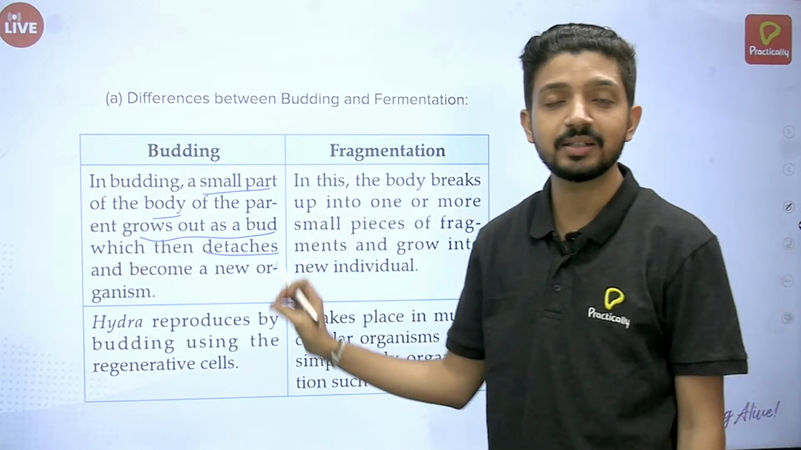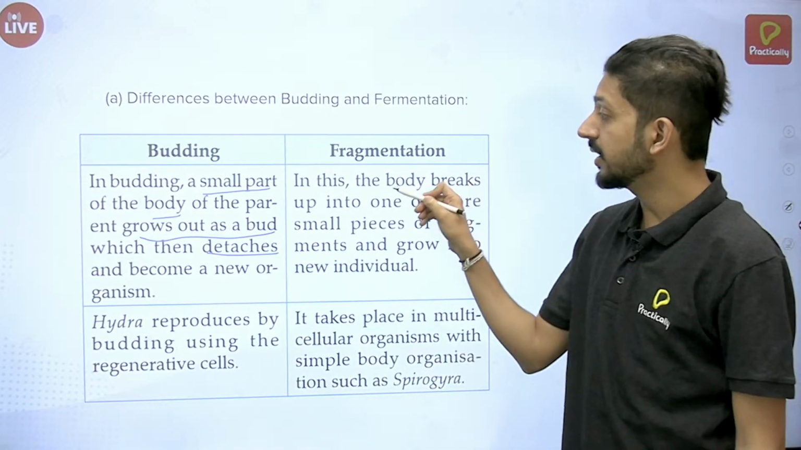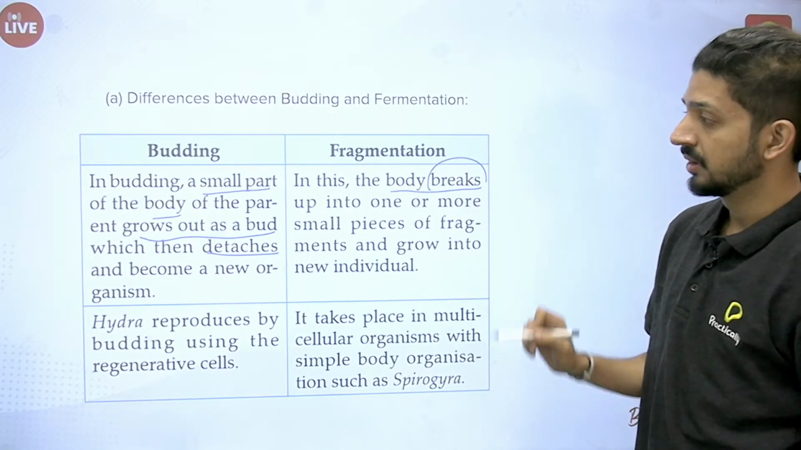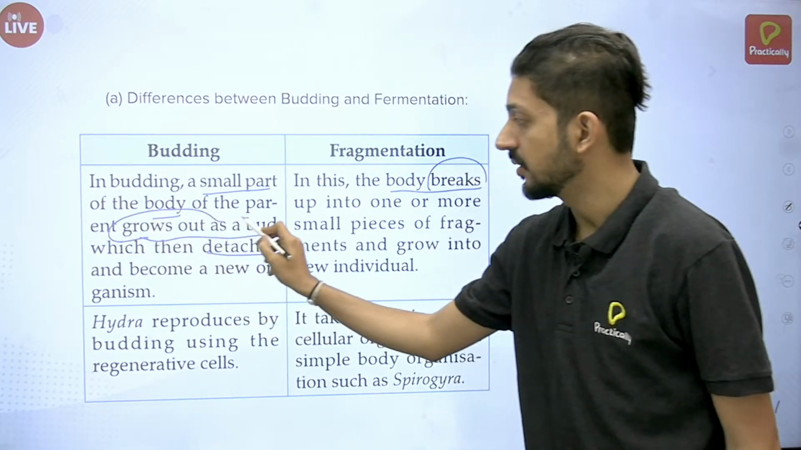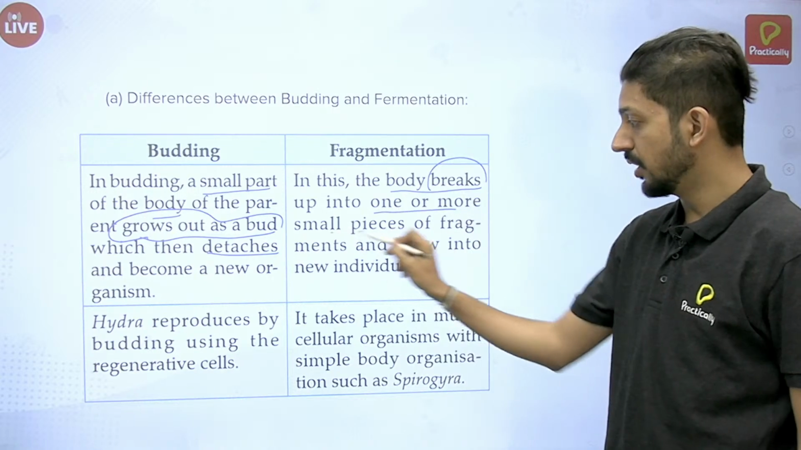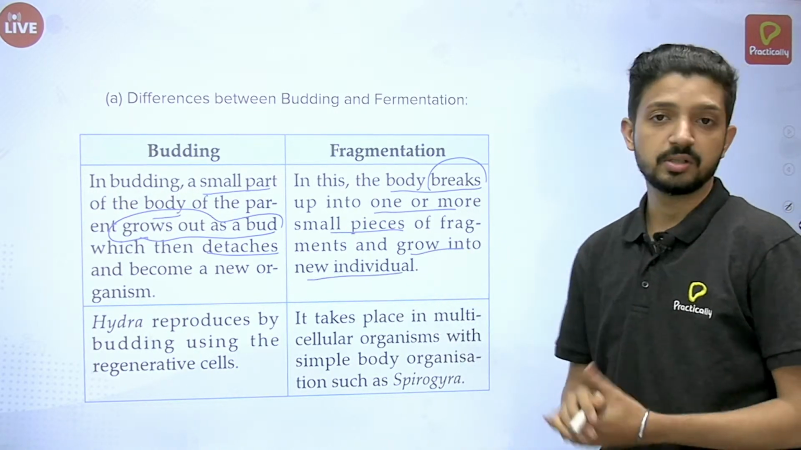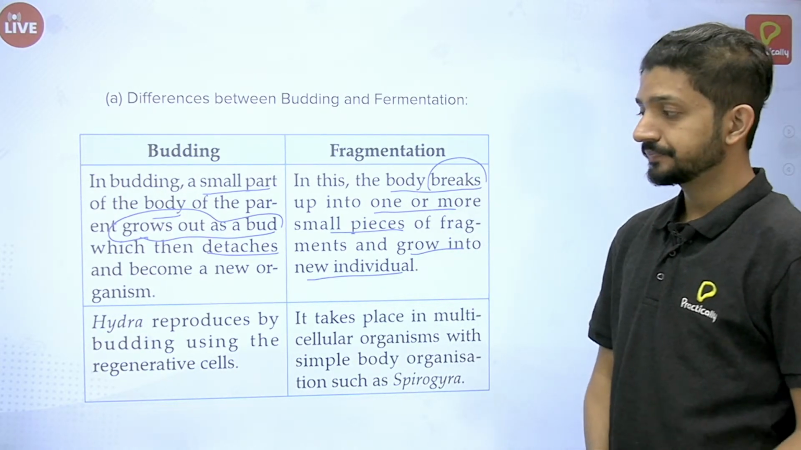So basically, I have to write the definition of the process of budding. Whereas in fragmentation, the body breaks. This is an important keyword here. And this is an important keyword here, that it grows out as a bud. And here it breaks into one or more small pieces, which then grow into new individuals. So this is the basic difference between budding and fragmentation.